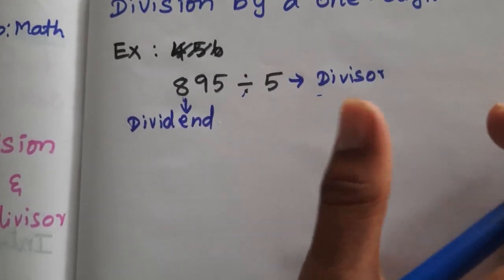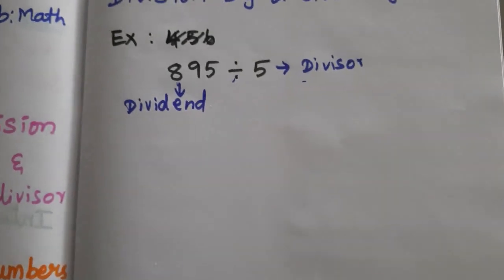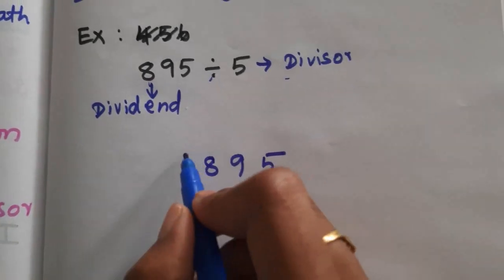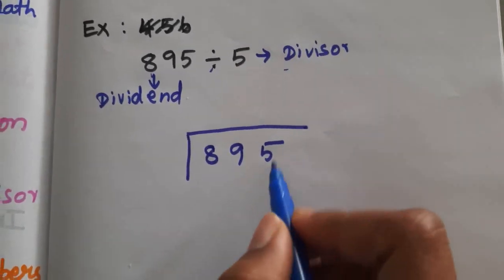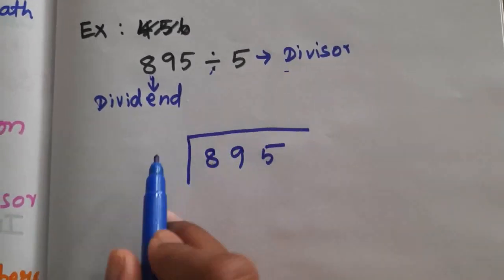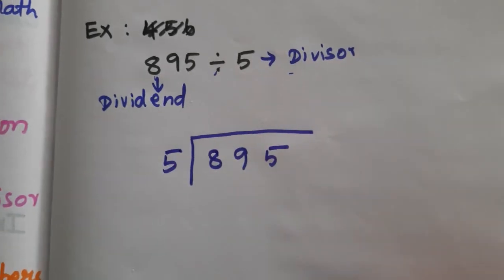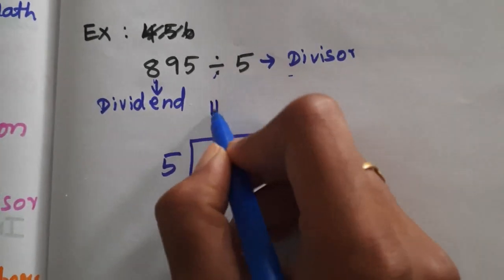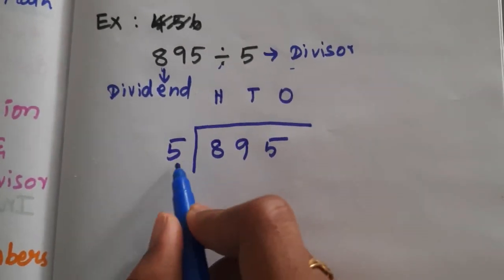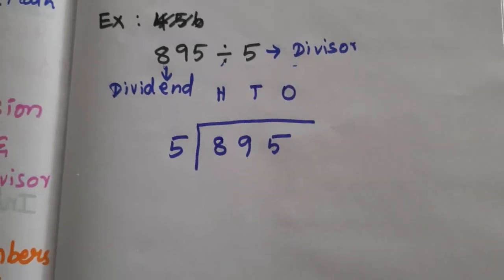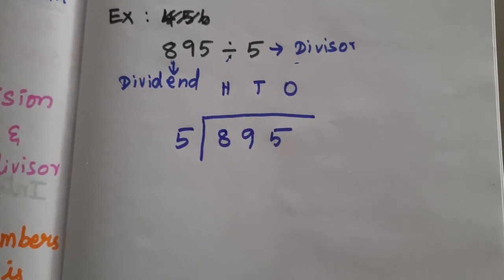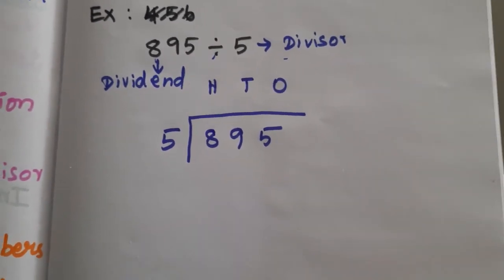Now we have to do that sum. Listen carefully: 8, 9, 5. We have to put one box. The dividend you write inside the box, and the divisor you write outside the box. Here you have to write the places. First you compare the hundreds place. In addition, subtraction and multiplication, you first proceed with the ones place, but in division you proceed with the hundreds place.